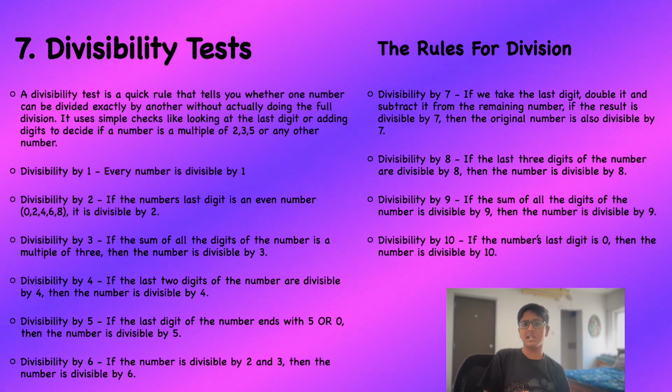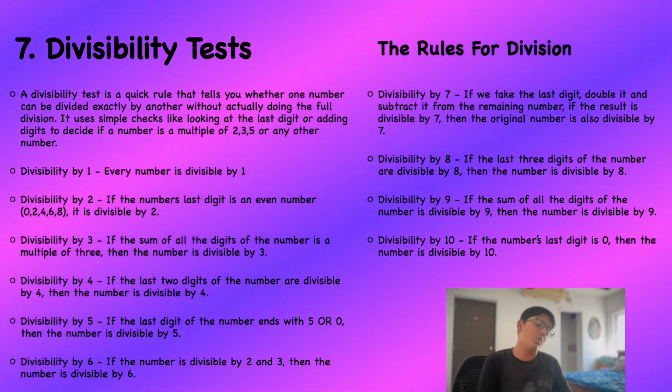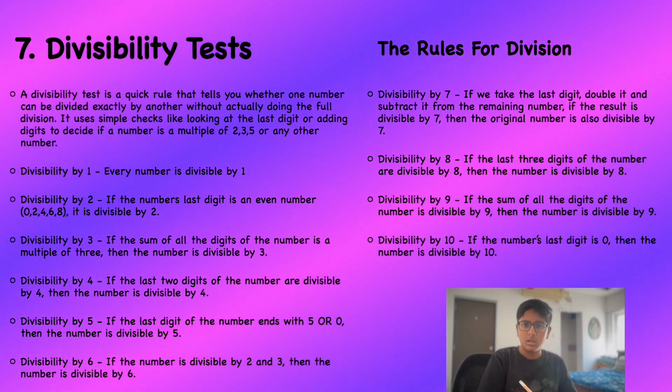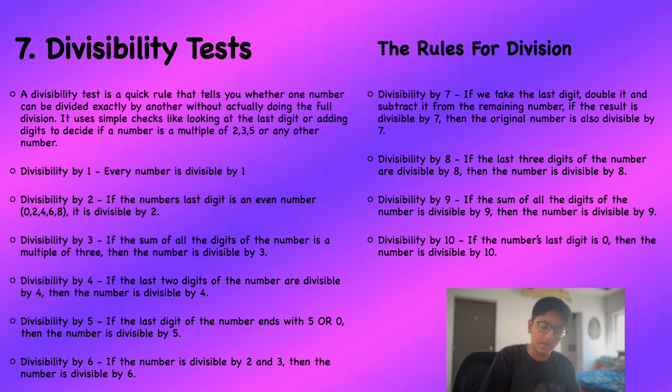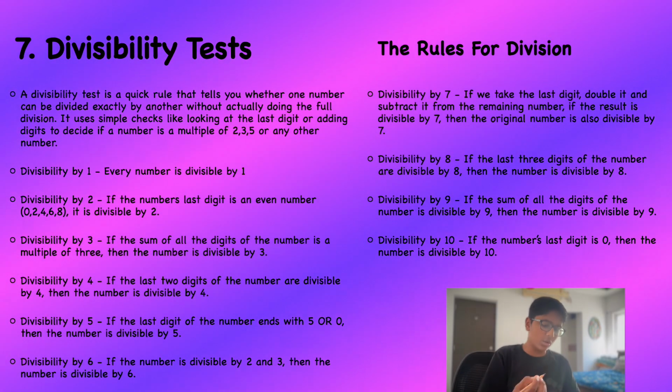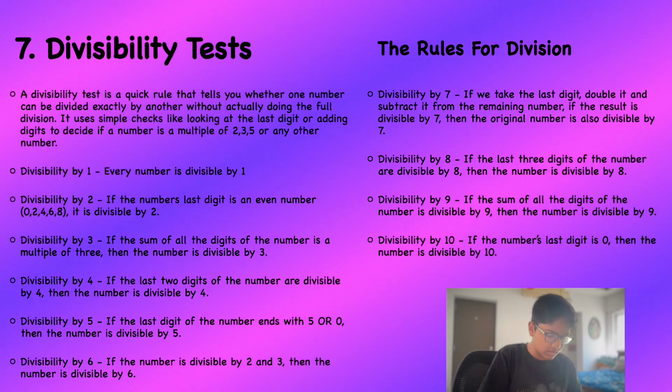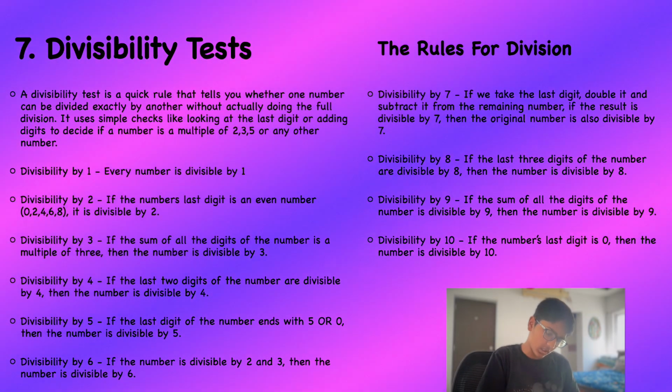Now, divisibility by 7 is a bit tricky. Suppose we take 49, and here we have to take the last digit 9. 9 into 2 is 18. So 49 minus 18 is 31.